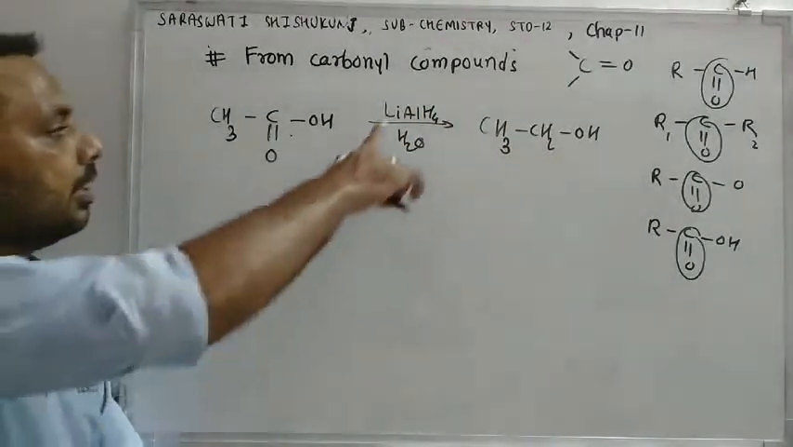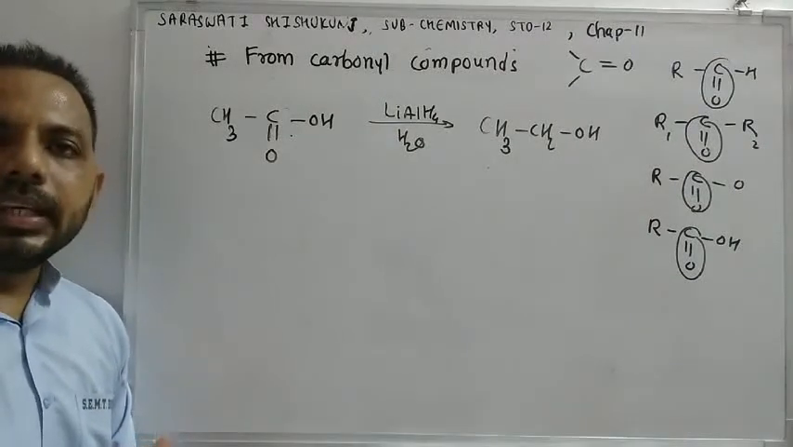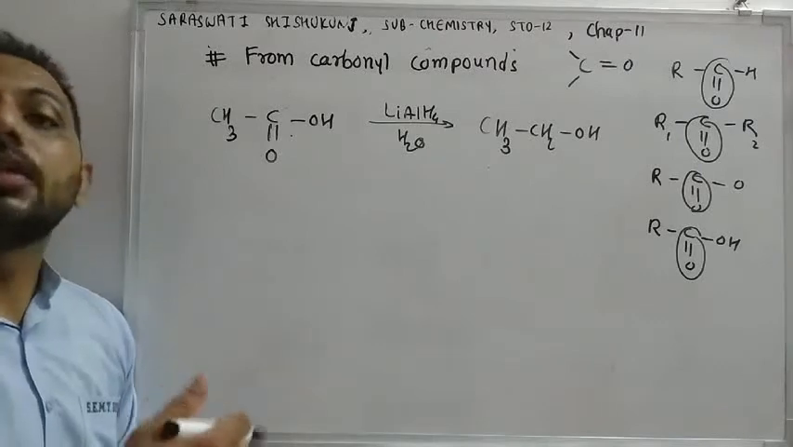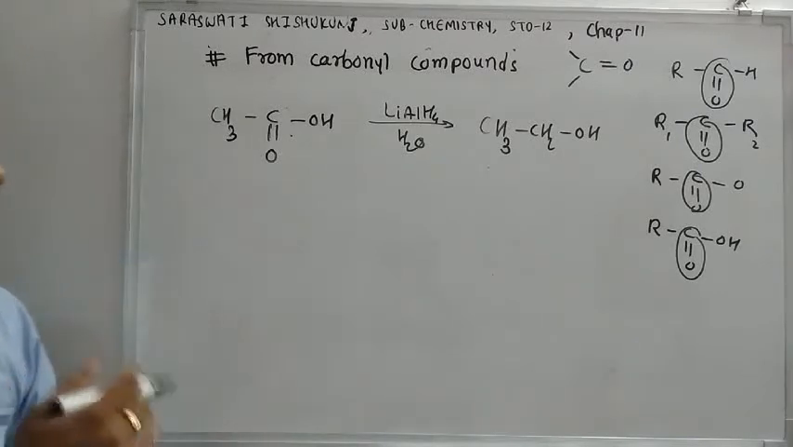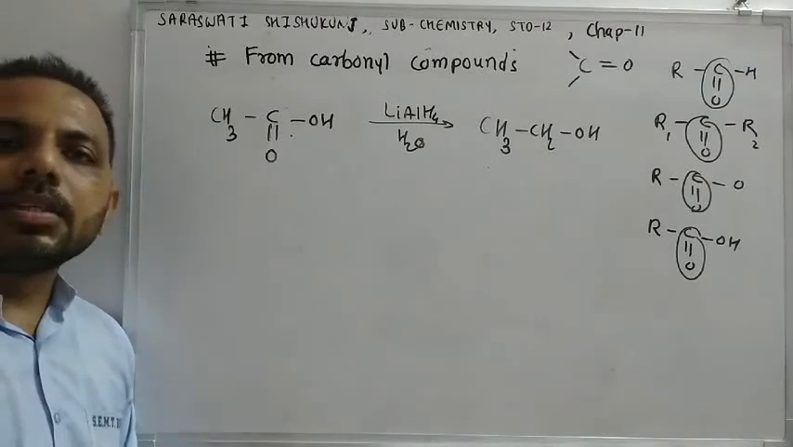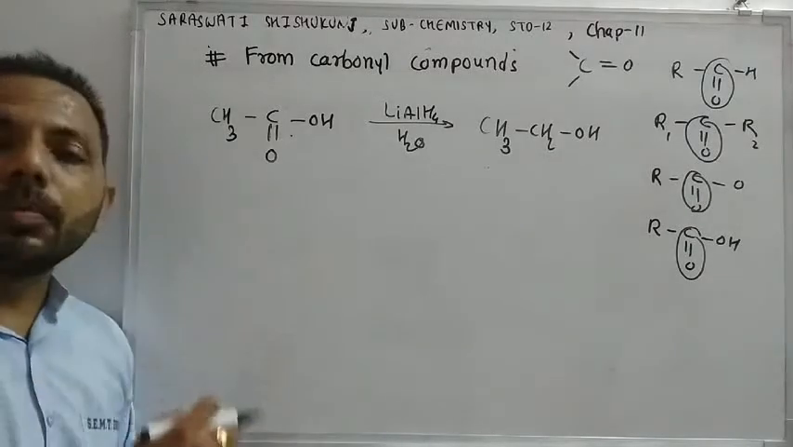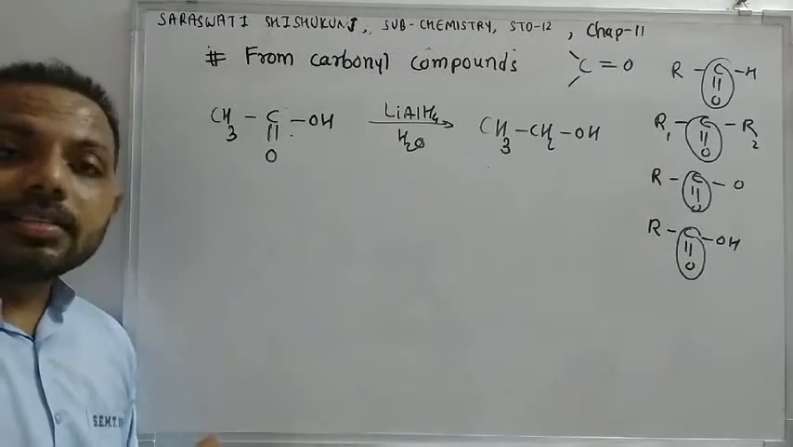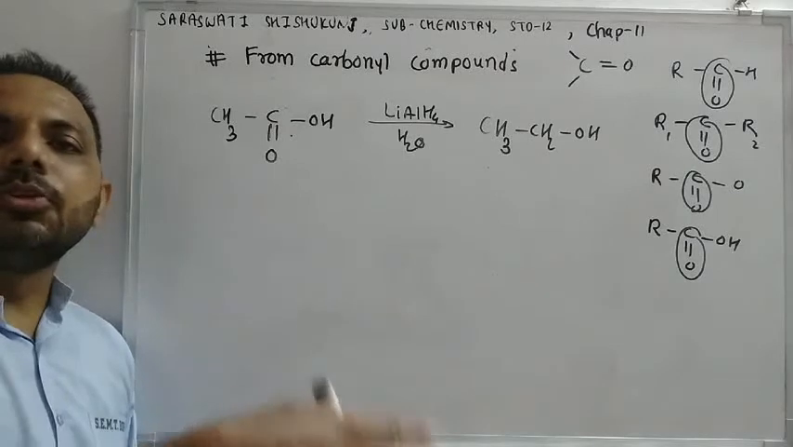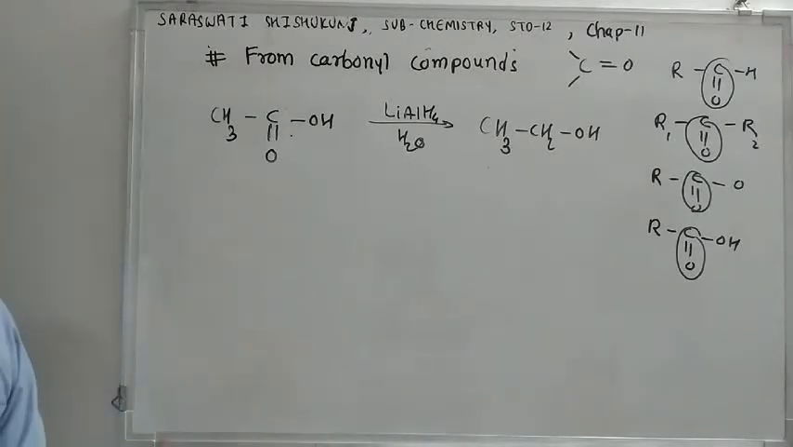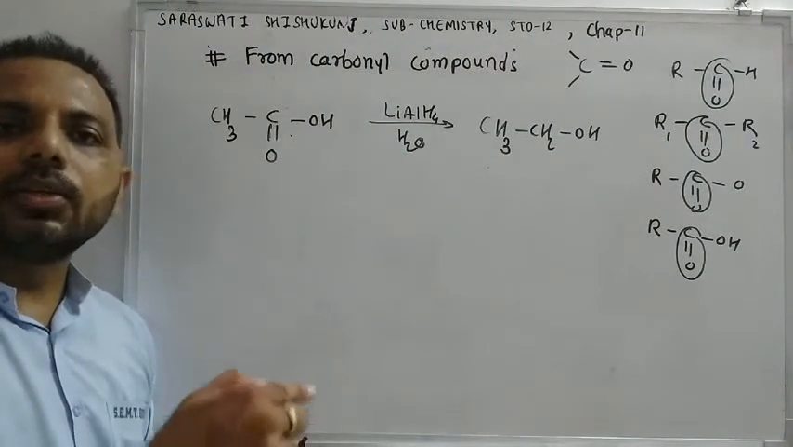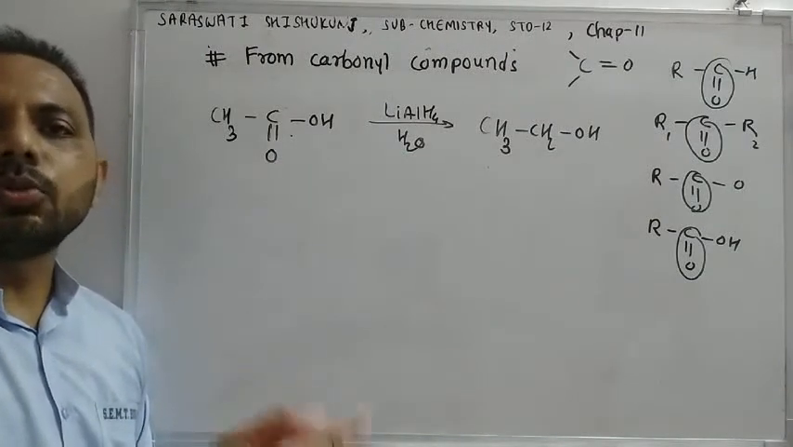Now, lithium aluminum hydride is expensive. It is not used on a daily basis, so we cannot use lithium aluminum hydride on a daily basis. To overcome this problem, carboxylic acid is converted into ester, and that is again reduced to alcohol. So carboxylic acid is converted to ester, and ester is reduced to alcohol.